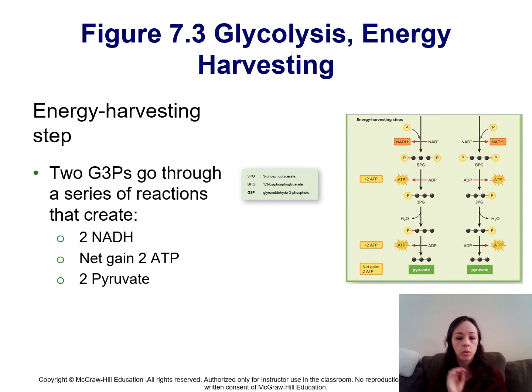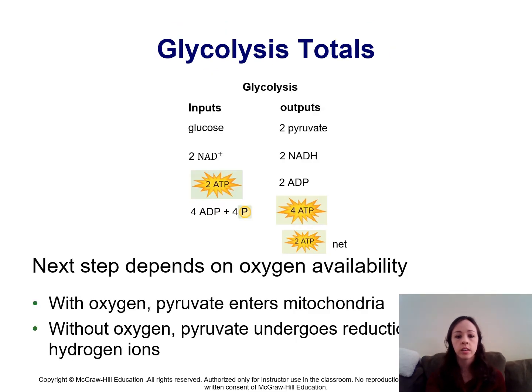And because we used 2 ATP to start off glycolysis and we produced 4, we now have a net gain of 2 ATP through the entire process. At the end of glycolysis, we end up with 2 NADH, 2 pyruvate molecules, and a net gain of 2 ATP. Glycolysis is the only step of cellular respiration that does not need oxygen, which is really important. The other 3 steps of cellular respiration do require oxygen.